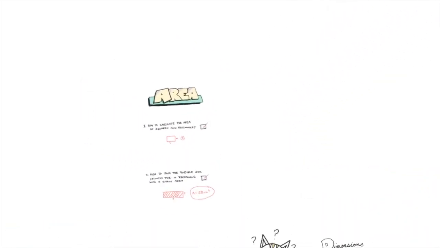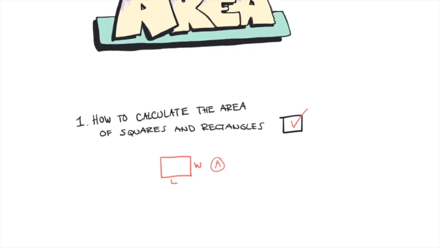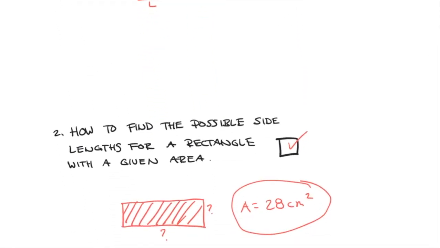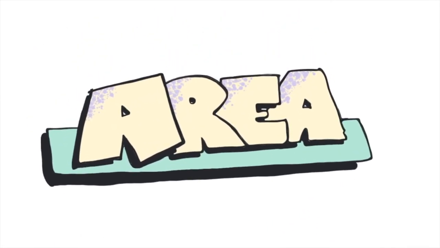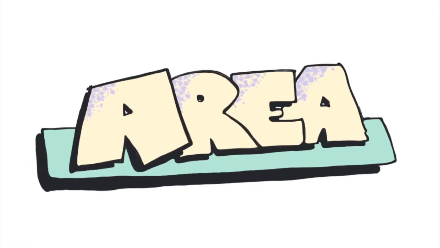But as of now, you should be able to do both of these things. Can you calculate the area of squares and rectangles? And can you find the possible side lengths for a rectangle of a given area? Join me next time where we go further with our exploration of measurement and polygons.